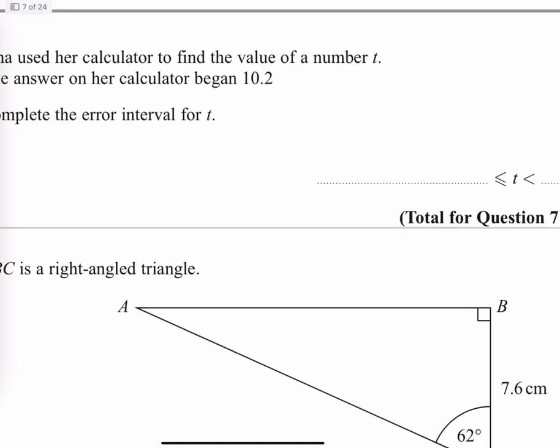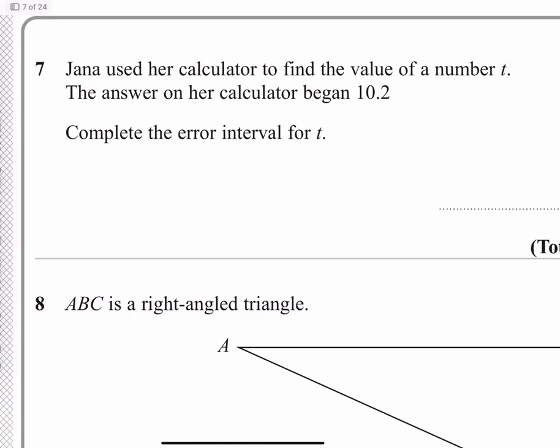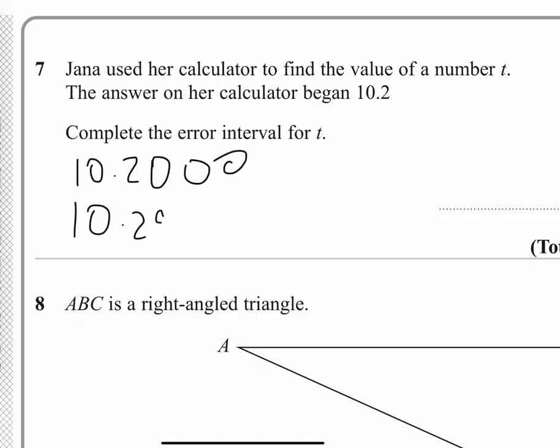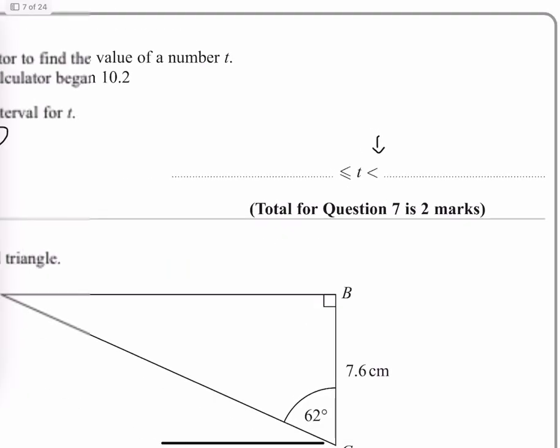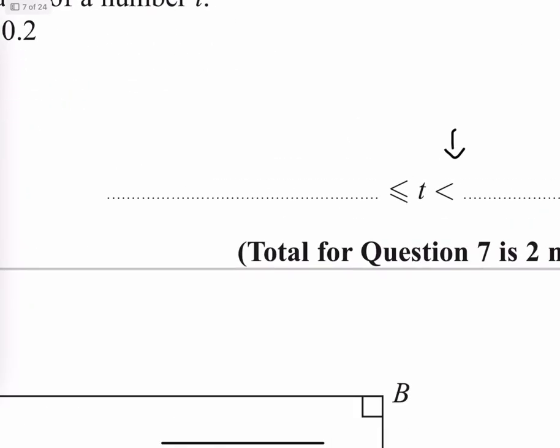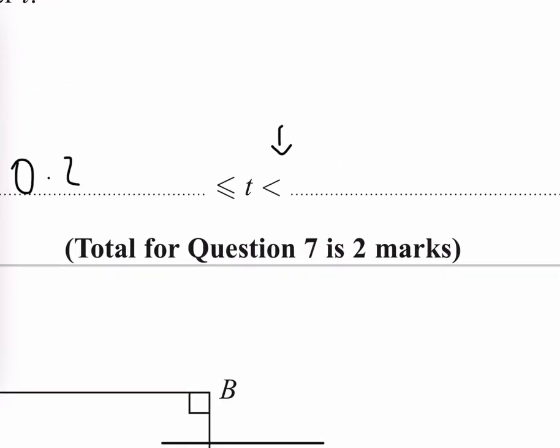Right, so calculators truncate. We know calculators truncate, which means this could be anywhere from 10.200 exactly to 10.299999, so 9 recurring, which means 10.3 essentially, which is why this isn't the same inequality sign. So we go from 10.2 to 10.3.